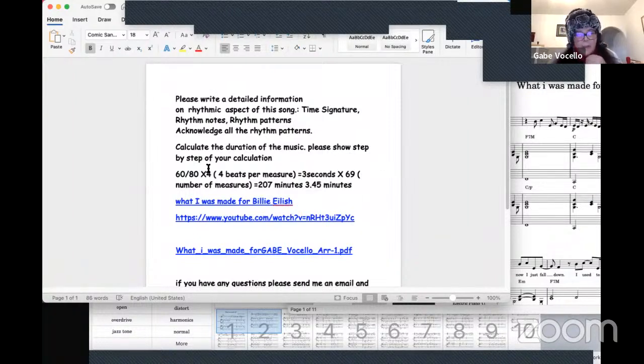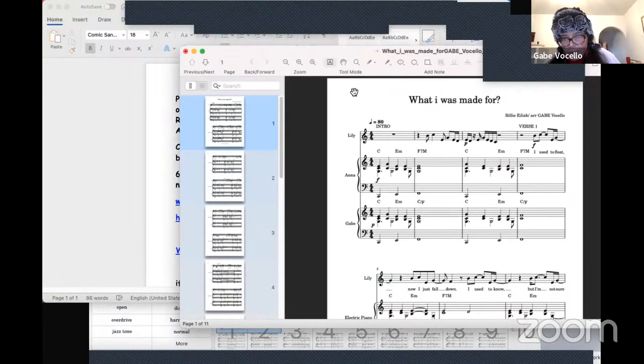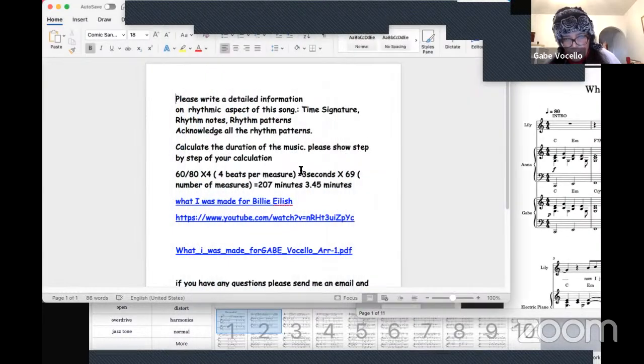Let's do it again. You have 60 divided by 80. Why is that? Because 60 is the reference, the seconds. 60 seconds divided by 80, because 80 is the BPM. And all that result is multiplied by 4, because each measure has 4 beats: 1, 2, 3, 4 per measure. And after, you multiply by the final number of measures, that's 69. So 3 seconds multiplied by 69 is equal to 207 seconds.